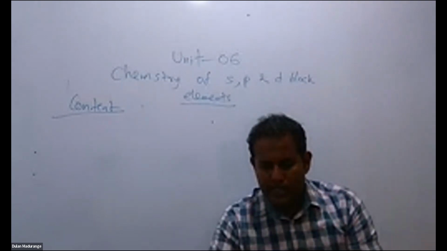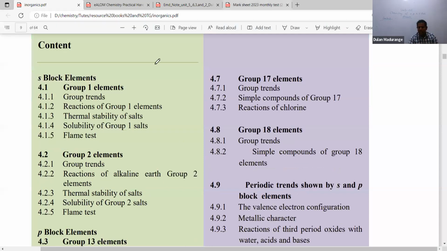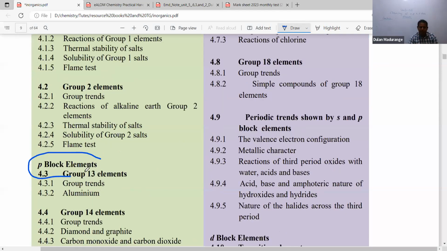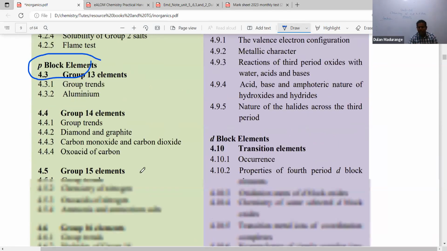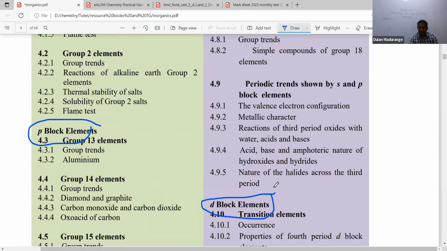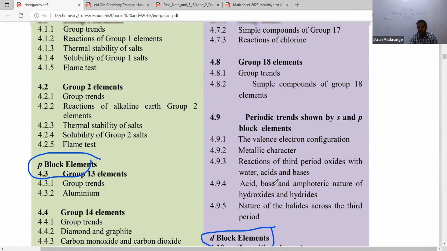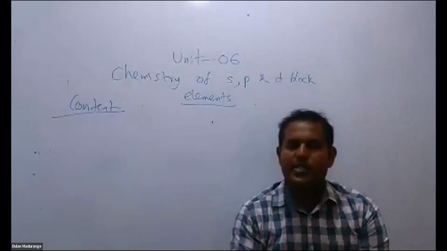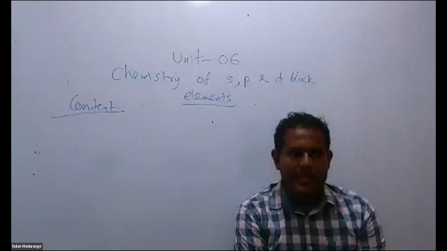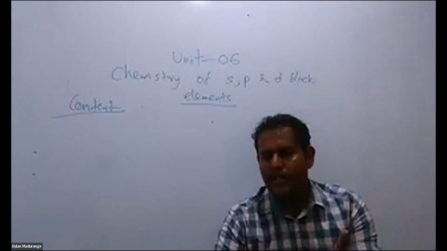So this is our resource book, chemistry of SPD block elements. We have to start from here, with the S block elements, then the P block elements. After finishing the P block elements, we have to discuss the D block elements. That's all. This is not a perfect resource book, because along with this part you should know about cation tests and anion tests. I explained why in the last session too.